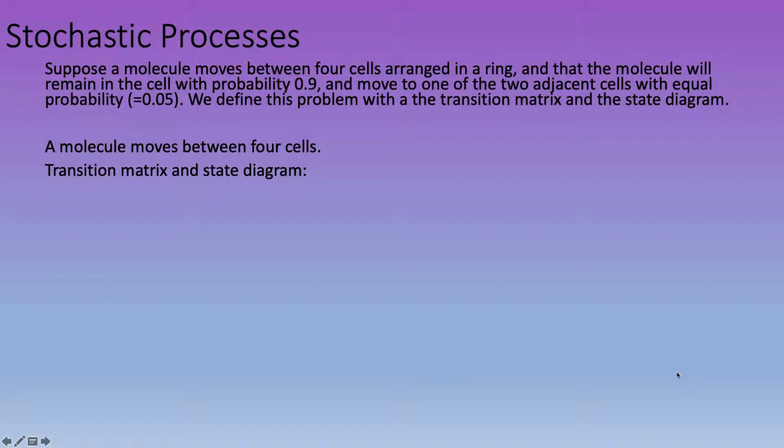So let's talk about a non-sequence example, just to get our minds around how this works. Suppose we have a molecule that moves between 4 cells arranged in a ring. That molecule will remain in each cell for each time step with a probability of 0.9. It'll move to one of the 2 adjacent cells with an equal probability of 0.05. What we're going to do first is define the transition matrix and state diagram we would associate with this problem.